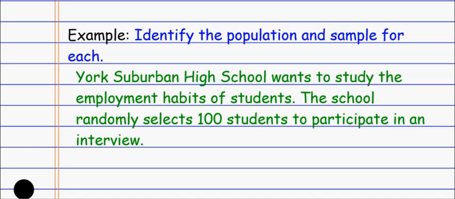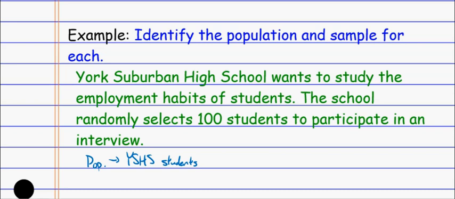When you look at this, York Suburban wants to study its own students. It's not looking at broader populations, like teens across the United States. They're looking at just York Suburban students. So the population this time is York Suburban High School students. That is the entire group we want information about. We want to know about all the high school students in terms of their employment habits and that kind of stuff.